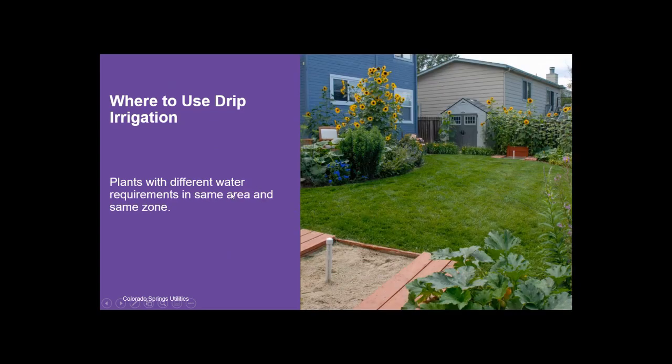Again, going back to those benefits of drip irrigation, you can have plants with different water requirements in the same area or on the same zone. That allows you to put an emitter for a very low water requirement plant, as well as have a plant that has moderate to high water use on that same zone. So you can have different water requirements on the same zone.